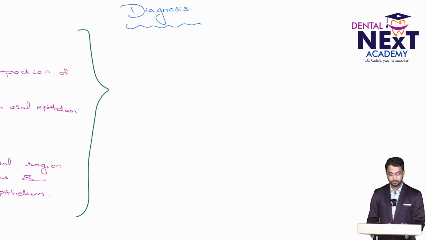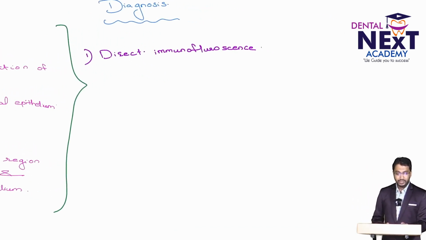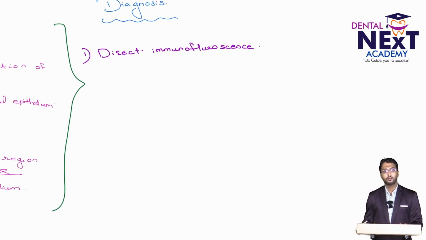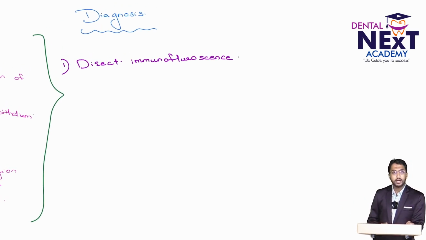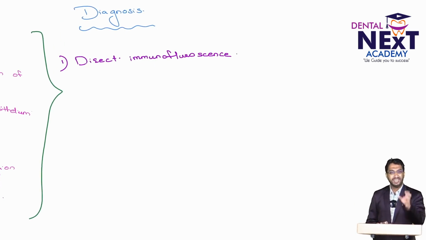How is it done? Basically, you can go for a direct immunofluorescence, you can go for an indirect immunofluorescence, you can go for an ELISA. So, what is immunofluorescence? You would have already studied this in microbiology, I guess. Direct immunofluorescence is where we take the tissue directly, not the blood. You take the tissue and see whether antibodies are seen on the tissue or not. If you're taking oral mucosa, perilesional tissue, we detect antibodies in the tissue, not in the blood. That's what it's called, directly from the tissue.